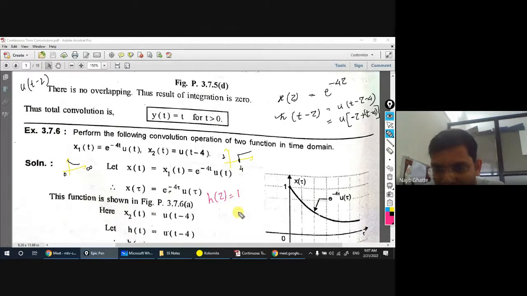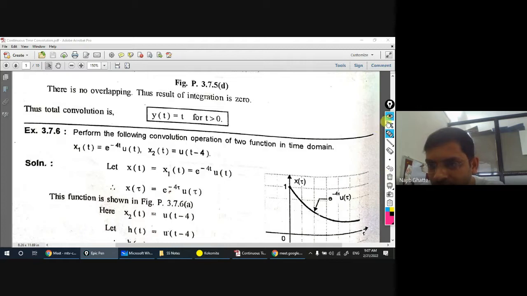When it is equal to 1, only when your tau value is greater than 4. Yes, I hope you will agree to this. When it is greater than or equal to 4, only then it is equal to 1, and it is equal to 0 when tau is less than 4. So just come over here, sir. I'll explain what I'm trying to say.